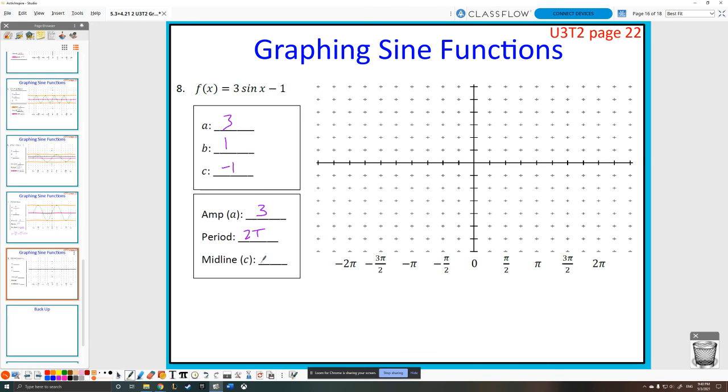My period is 2 pi. My midline is y is equal to -1. Now, if you have any questions about any of these, feel free to ask during support. Oh, sorry, -1. And my amplitude is 1, 2, 3.